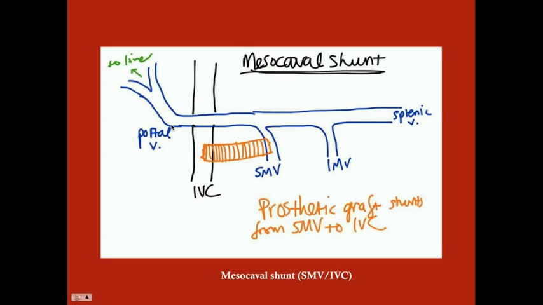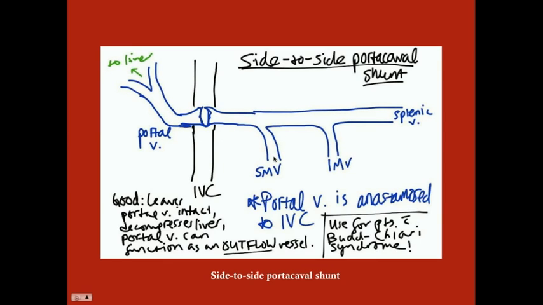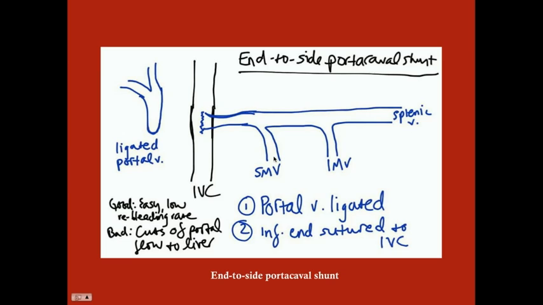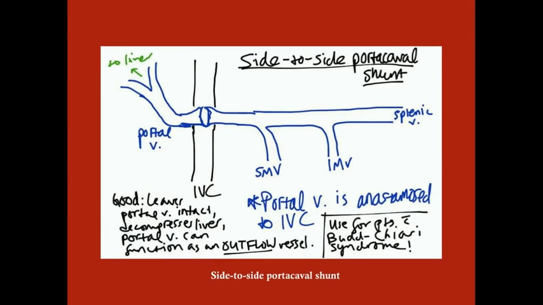So this is done in other cases. You don't need to know when to choose one or the other. What you should know, though, is that the end-to-side is the one that's done most often, and the side-to-side portocaval shunt is really good for patients with Budd-Chiari syndrome.